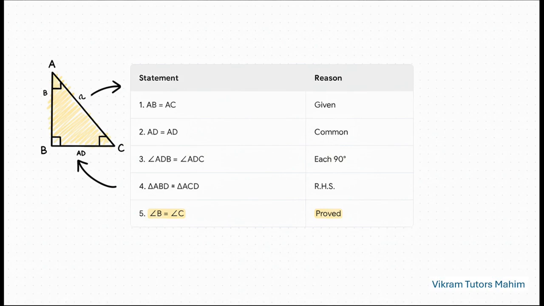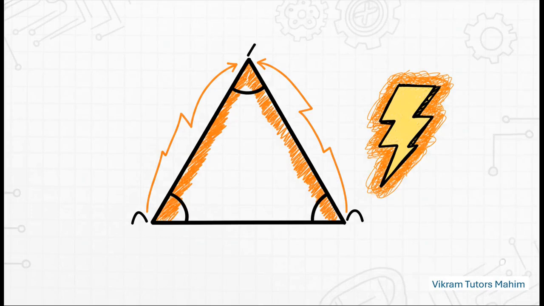Because they're both right triangles with that setup, we can use a handy rule called right angle hypotenuse side, or RHS for short. This rule proves that the two little triangles are perfect copies of each other. They're congruent. And if they're identical triangles, then all their matching parts have to be equal, which means angle B must be equal to angle C. Boom, code cracked.